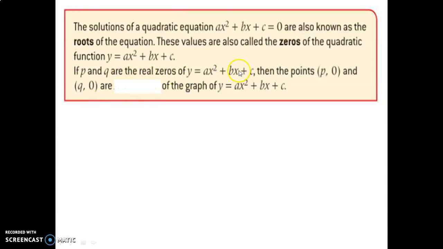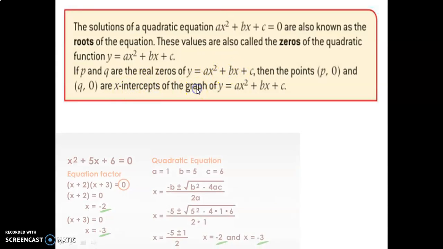So they're called the roots or zeros, and if P and Q are the real zeros of this, then the points (P, 0) and (Q, 0) are x-intercepts. So when we find solutions, in other words, we know those solutions are x-intercepts of the graph. And that's something we've looked at.